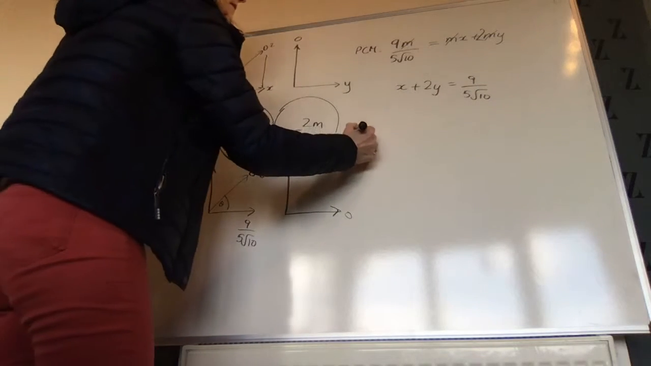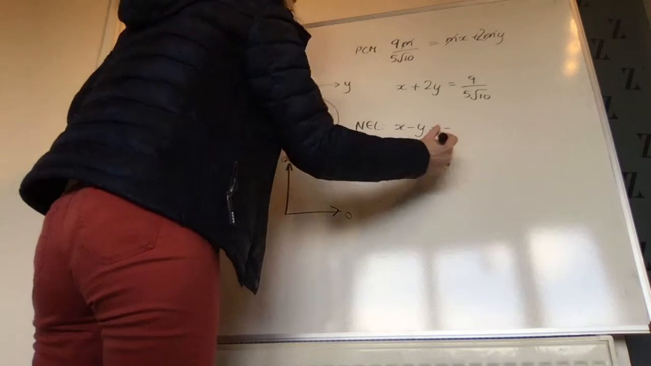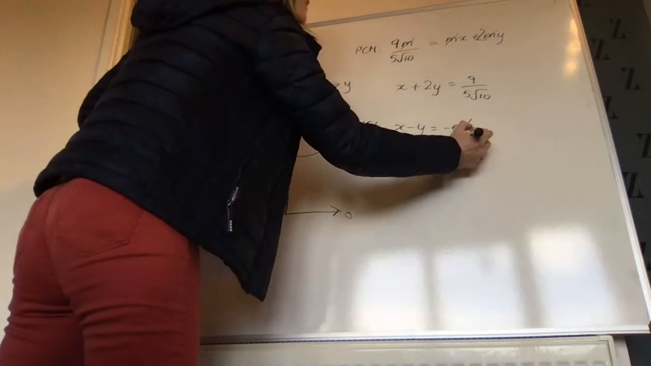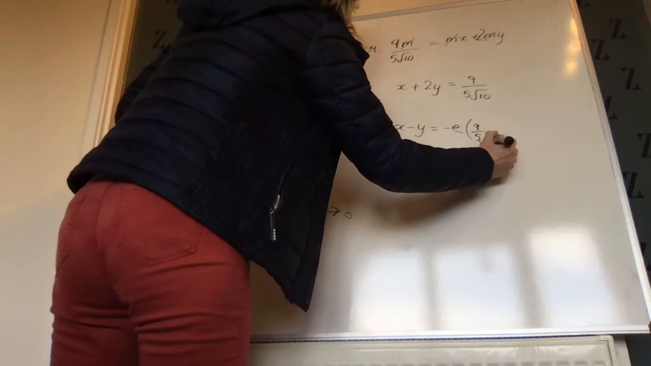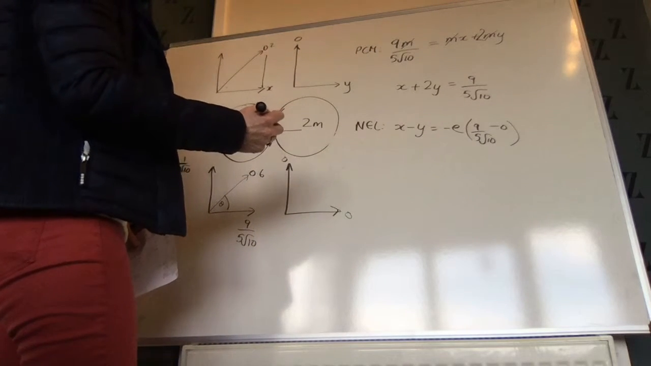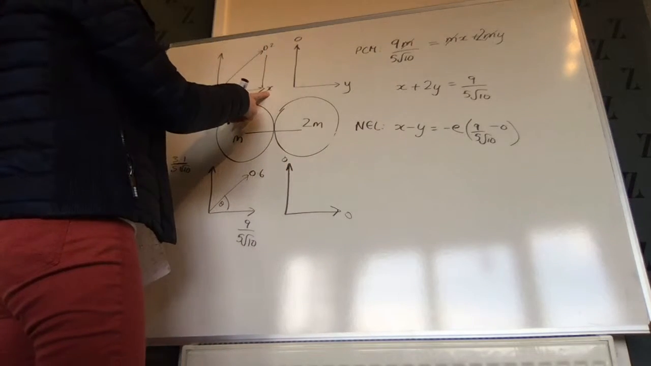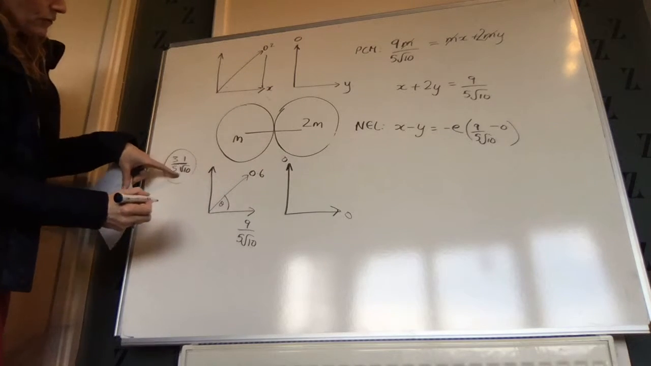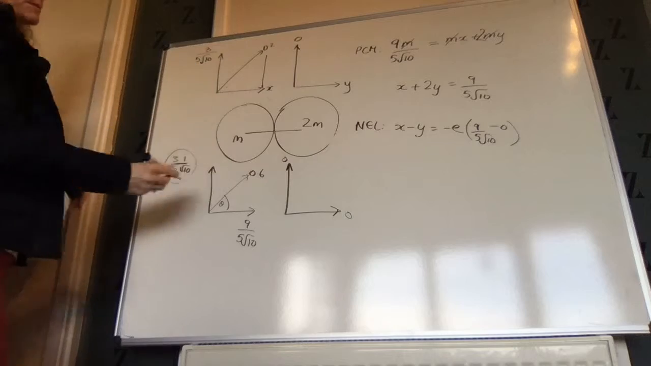Now, Newton's experimental law, we have x minus y is equal to minus e. Now, what was e in this? Oh, we're to find e. x minus y is equal to minus e times 9 over 5 root 10 minus 0. Okay, so now we want to find our x here. Sorry, I should have also put in, we know that this velocity is 3 over 5 root 10, since the velocities in the perpendicular direction are preserved.